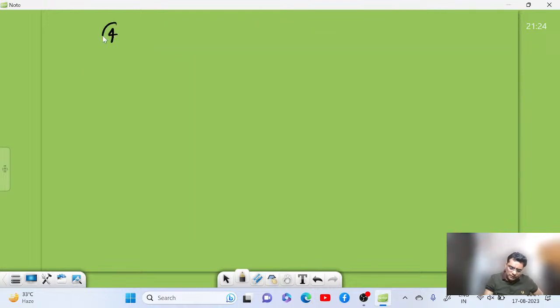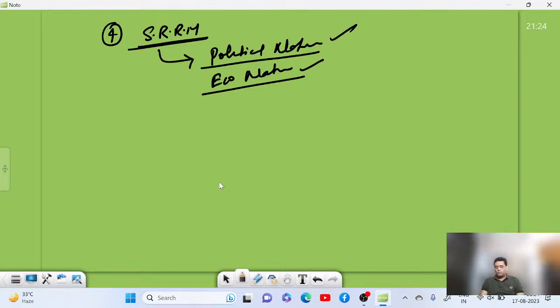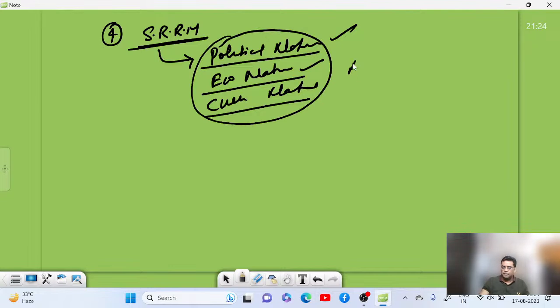Then the fourth is the socio-religious reform movement. We have seen that many types of nationalism evolved: political nationalism, economic nationalism, cultural nationalism, all developed due to the awareness generated among the Indians through the socio-religious reform movements.